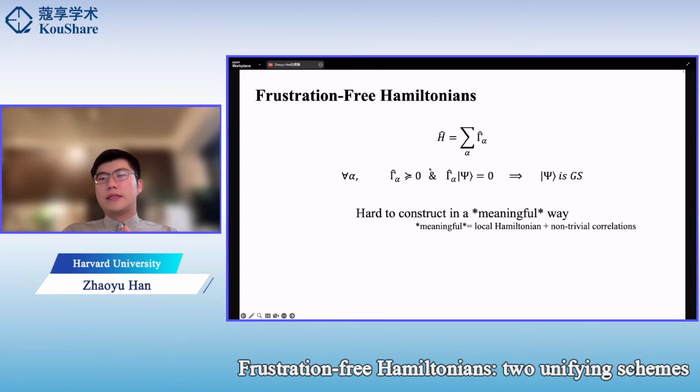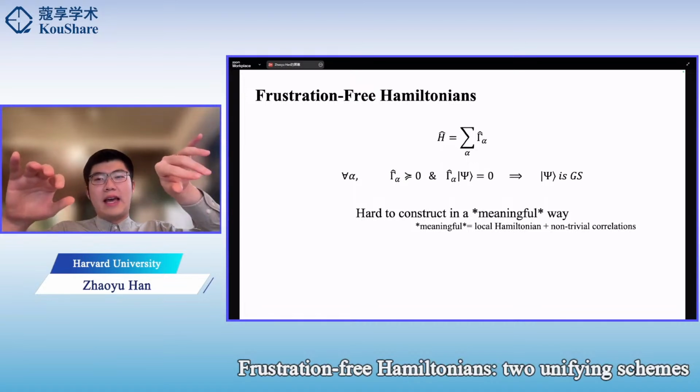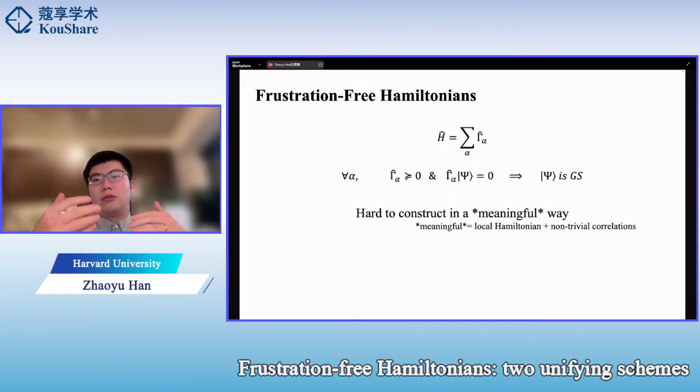And this condition looks tantalizingly simple. However, it is actually very difficult to construct such a Hamiltonian in a meaningful way. Here, by meaningful, I mean that we don't want some highly non-local Hamiltonians such as psi ket and psi bra, nor do we want to construct models for some boring local product states that contain no spatial correlation at all. Instead, we want constructions that are as realistic as possible while targeting some non-trivial correlated states. And if you give it a try, you'll find that this is a very difficult task.